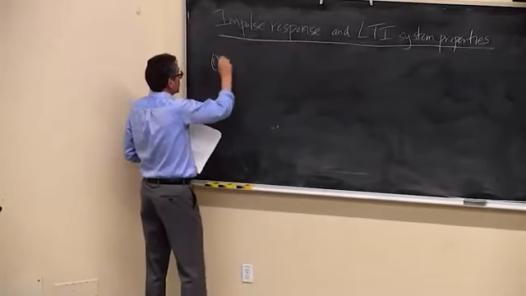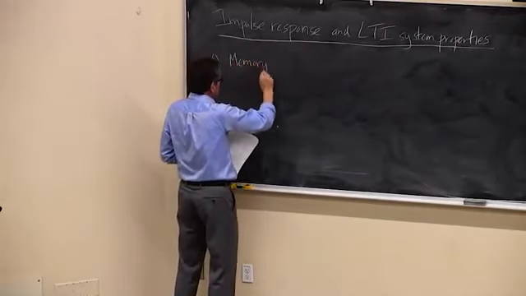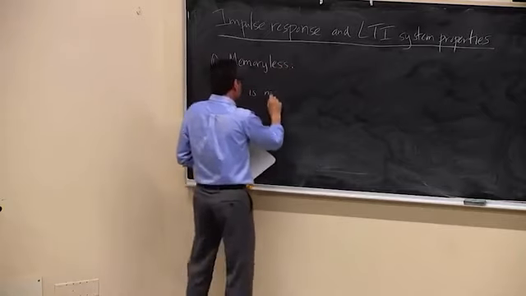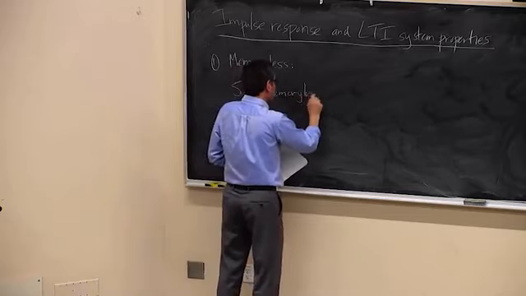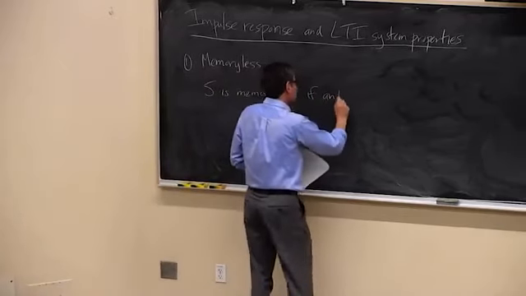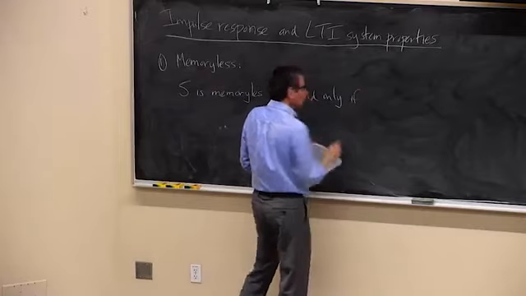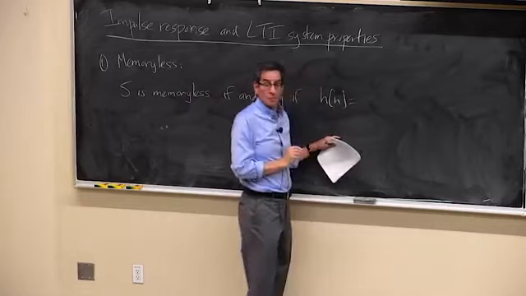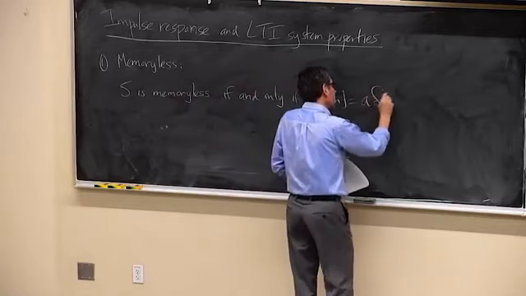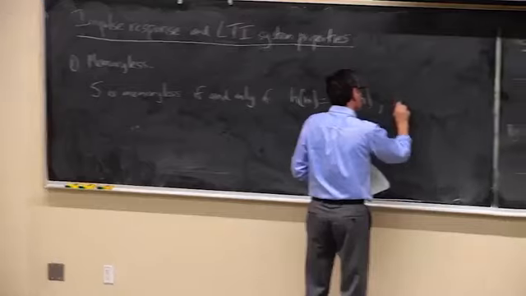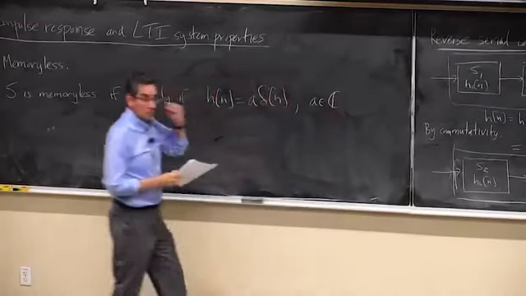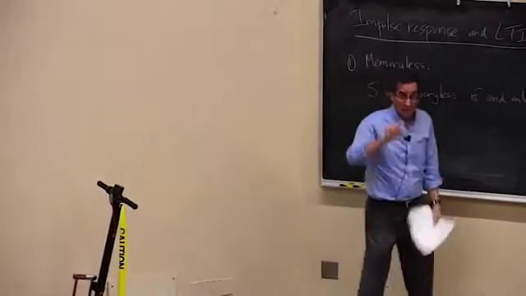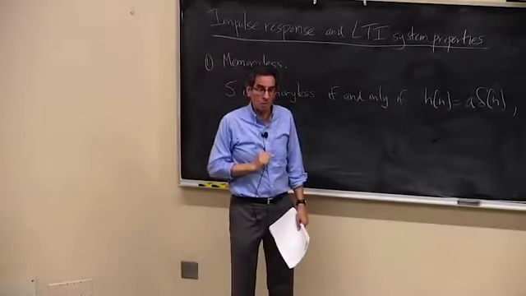So the first property we're interested in is memoryless. And the result is that S is memoryless if and only if. So this is a necessary and sufficient condition. If and only if the impulse response, well, basically what it tells us, it's a pretty boring system, is just a scale of a unit impulse. So really the only memoryless linear time invariant systems are basically gain control. That's it. Those are the only memoryless ones.